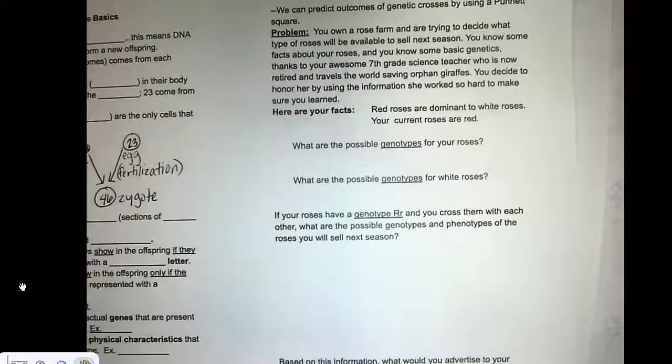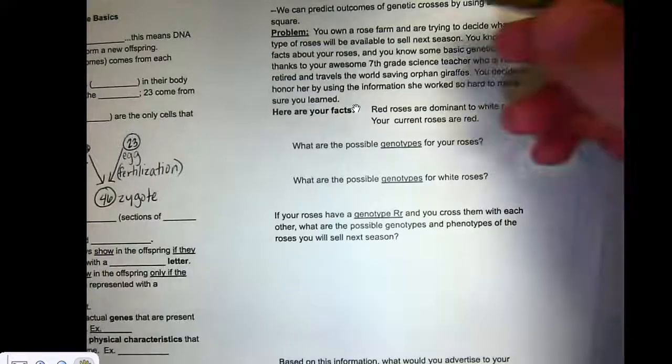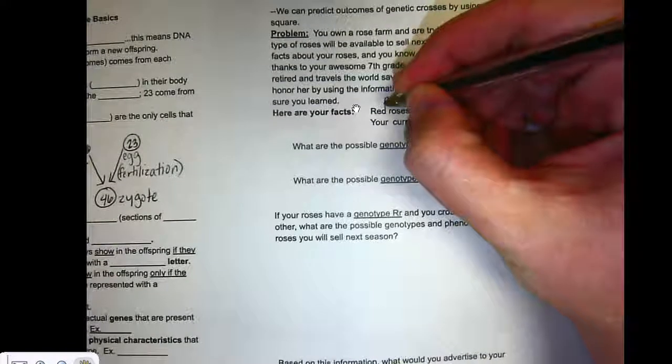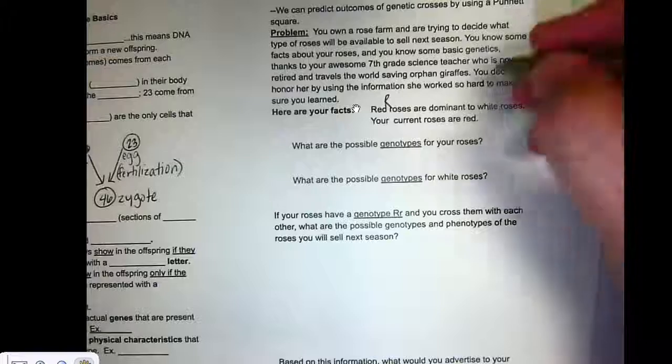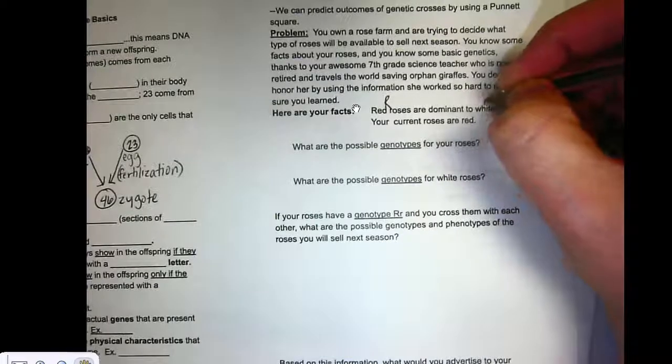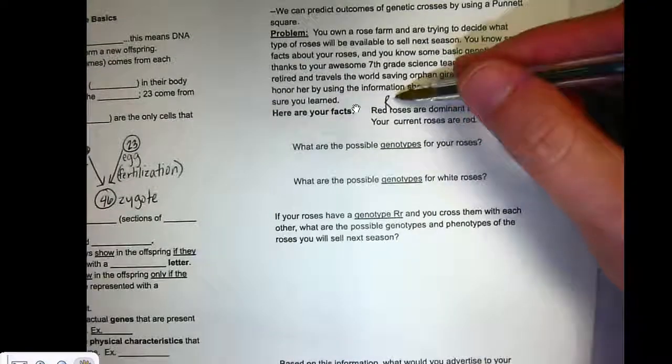Okay, so we're going to just go through this. You're going to decide what kind of roses you're going to have. So here are the facts that you know. Okay? You know that red roses are dominant to white roses. So you know that we're going to use a capital R for red, and you're going to use a lowercase r for white, because you always keep the letter of the dominant.